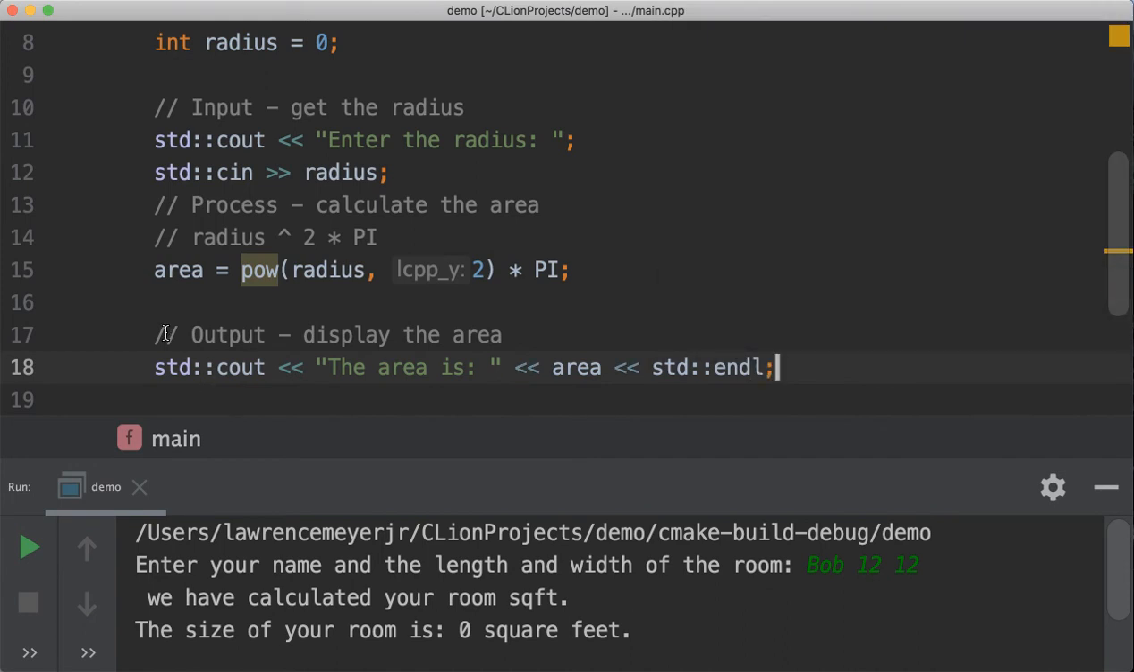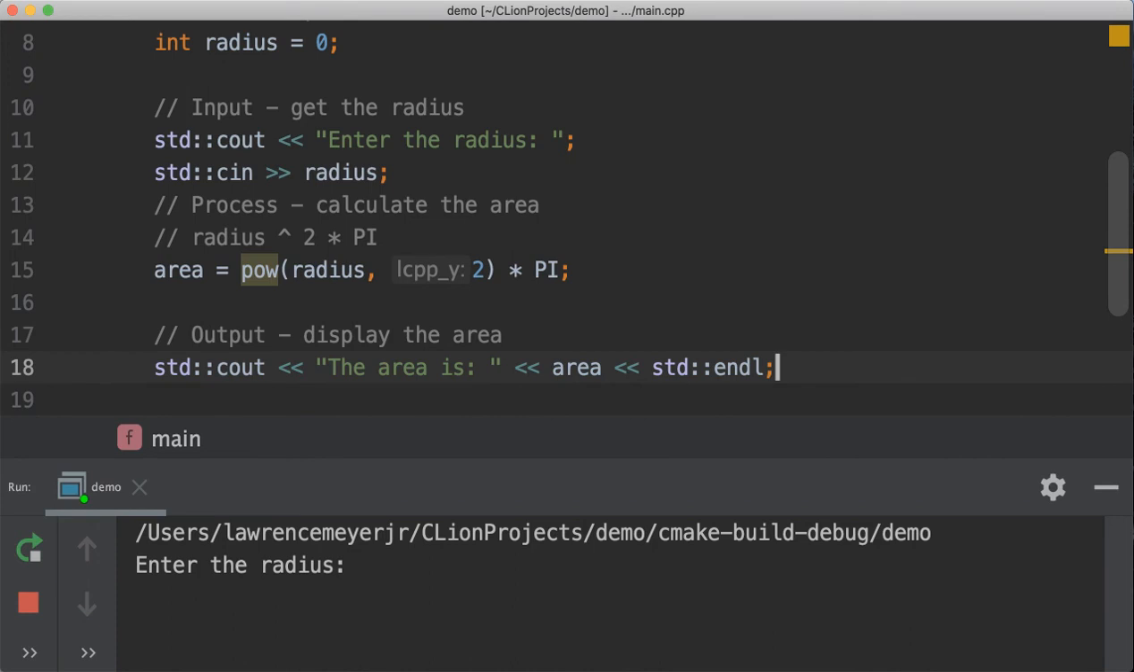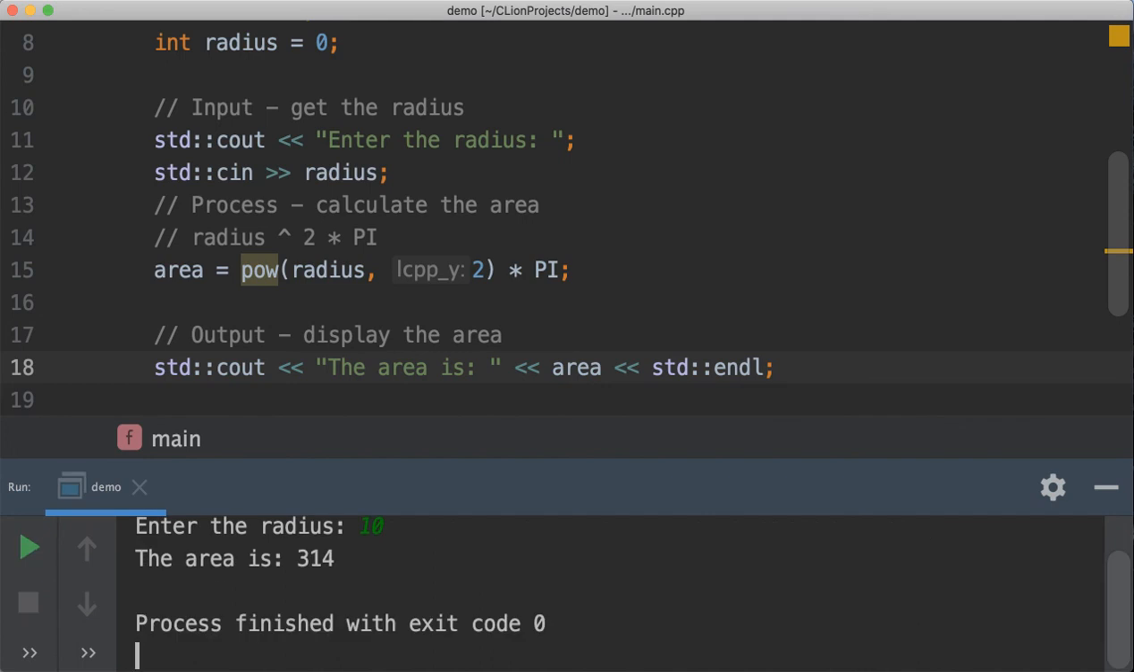And try to compile. It wants the radius. So we'll give it a radius of 10. And the area is 314.